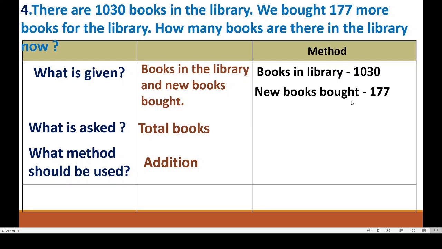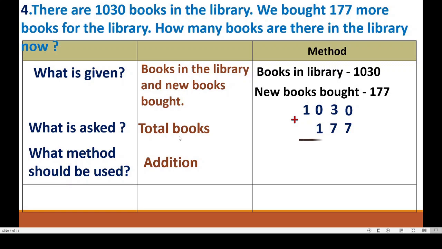So students, while doing addition, we have to be careful while writing the numbers in vertical arrangement. See, this is 1030. Now 177 we will write here: 7 in the ones, 7 in tens and 1 in hundreds place. There is no number in the thousands column, right? You have to be careful while writing the second number.